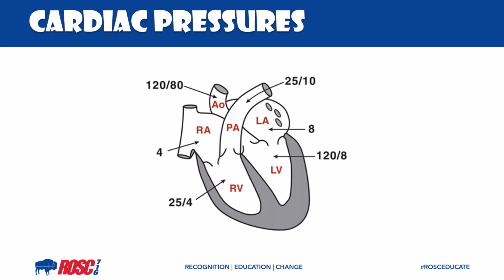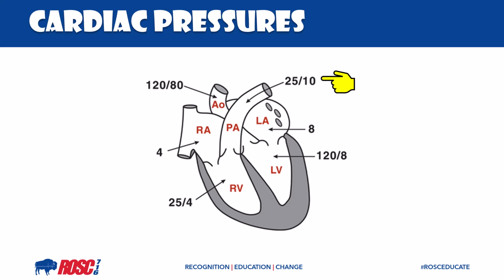Now that we've reviewed the flow of blood through the heart, let's review some of the average pressures seen within the cardiac circulation. But before moving forward, let's remember that the right heart is thin-walled. It's a low-pressure system. In fact, the pressures are considerably lower than the left. Starting at the right atrium, we have a mean right atrial pressure of 4 millimeters of mercury. Moving down to the right ventricular pressures, we have a right ventricular systolic pressure of 25 and a right ventricular end diastolic pressure of 4. Moving to the pulmonary arteries, we have a pulmonary artery systolic pressure of 25 and a pulmonary artery diastolic pressure of 10.